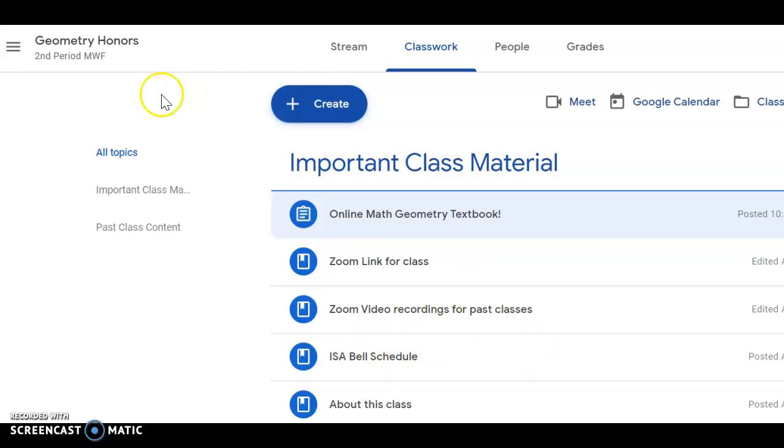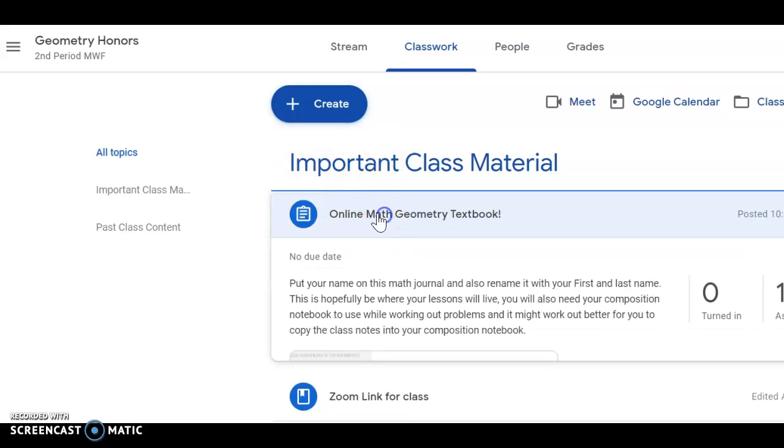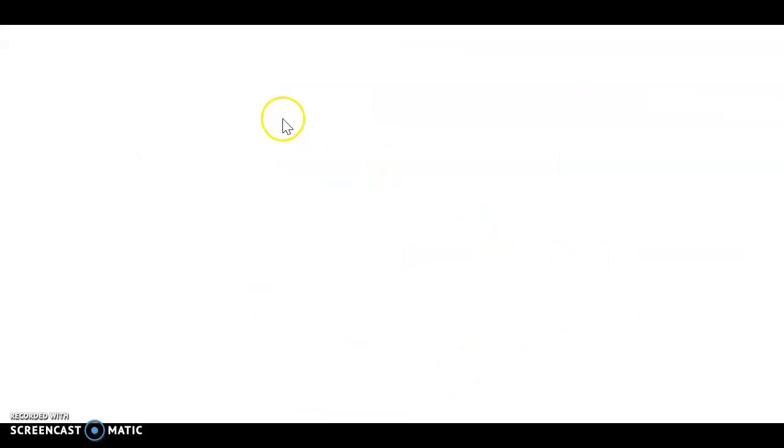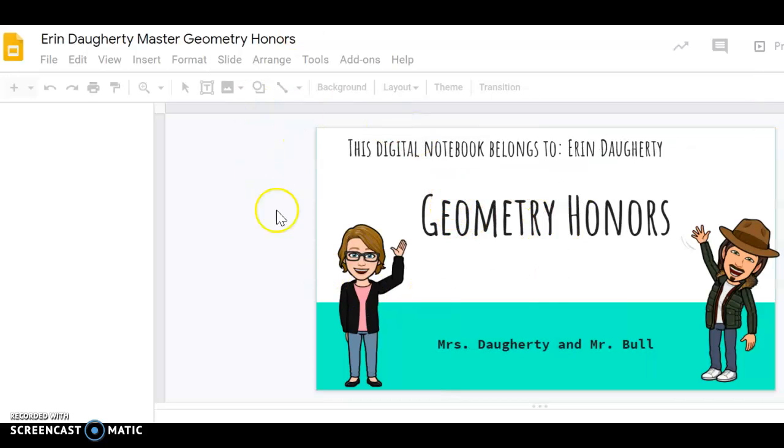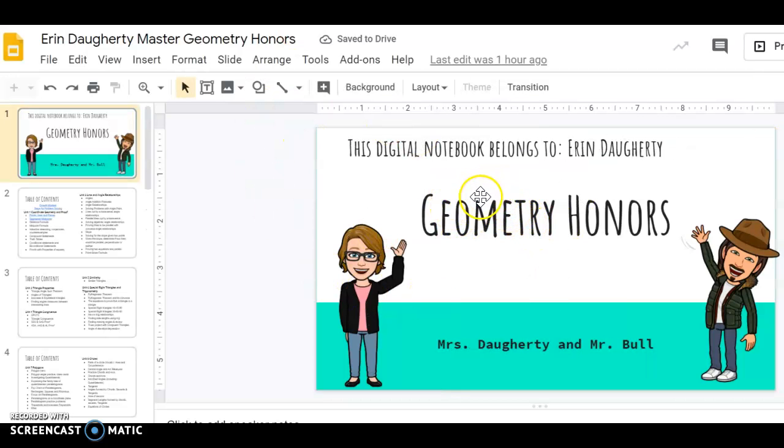All right, so first what you're going to do is go to your Geometry Honors second period class, and click on the Online Math Geometry textbook. This was uploaded this morning, and this is going to allow you to create a blank Geometry Honors textbook. This is where you're going to keep your notes.